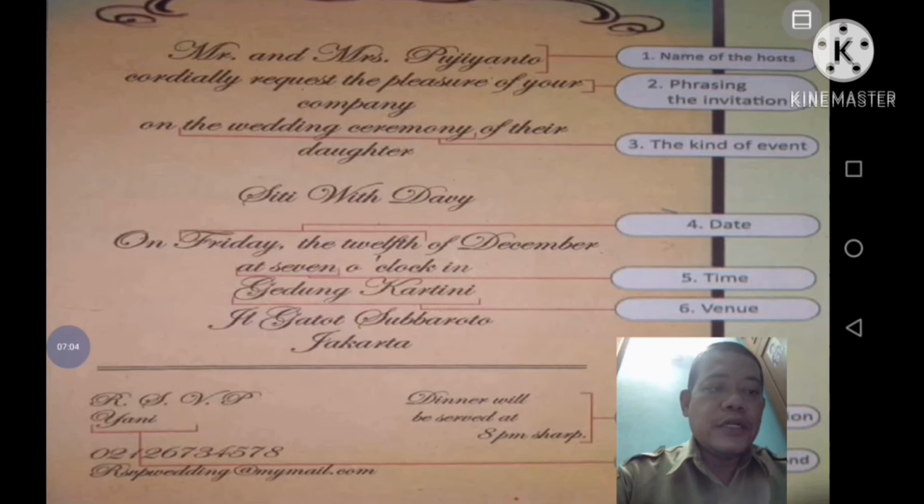And then "dinner will be served at 8 p.m. sharp." It is the special instruction. So it means that the guests will enjoy the food at 8 p.m. sharp.